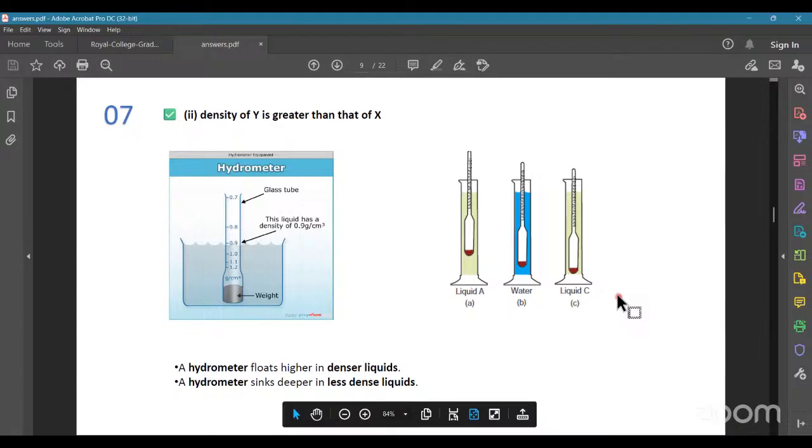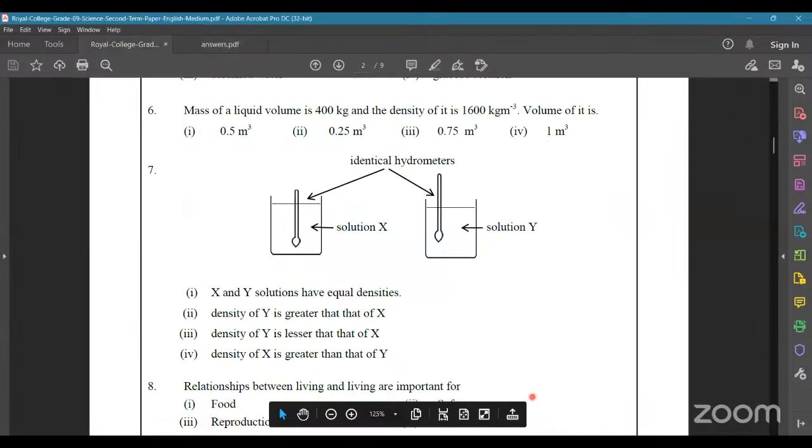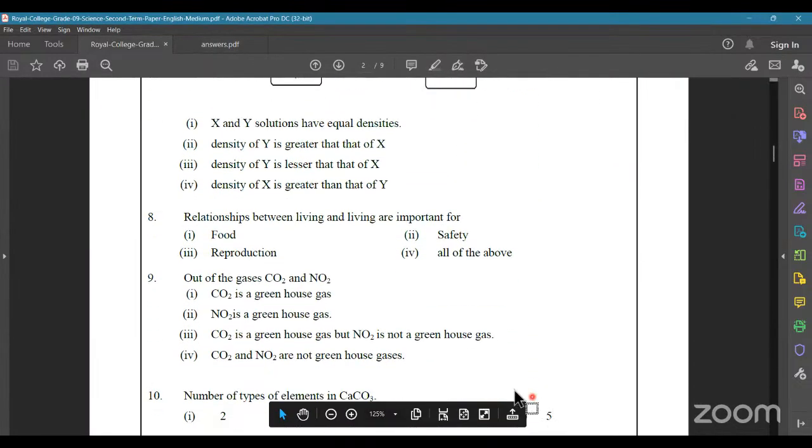In this picture, you can see water, liquid A, liquid C. The hydrometer in liquid C sinks more. That means liquid C is less dense than water, that's why it is sinking more. And the hydrometer in liquid A floats more. That means the density of liquid A is higher than water. I hope you understood that one. So let's go to the next question.